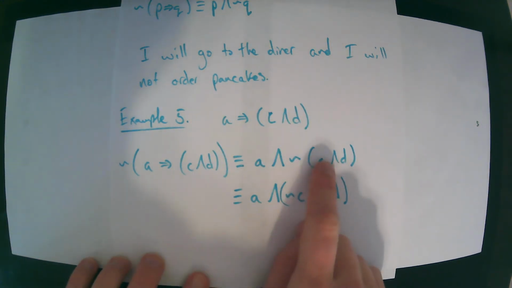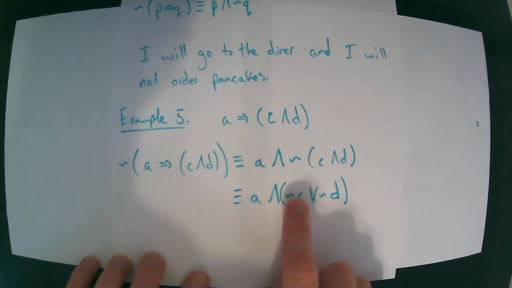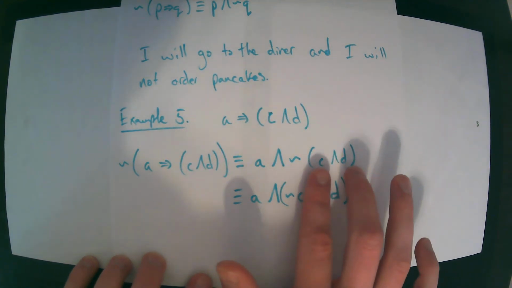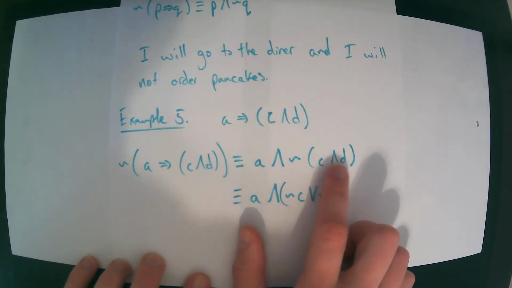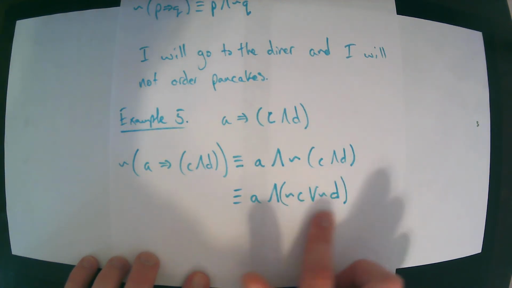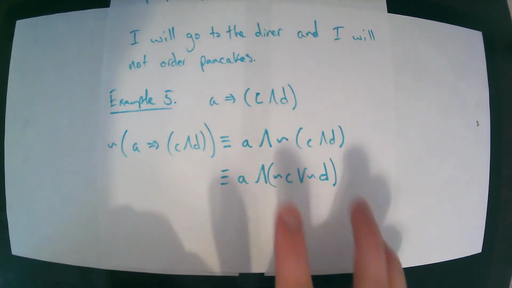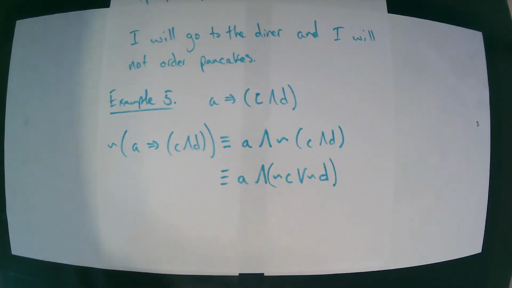Even if you're distributing to get rid of this negation out here, distribute it, but still wrap the C and the D and its new logical operator, whatever you want to call it, this little disjunction symbol, wrap the whole thing in parentheses.